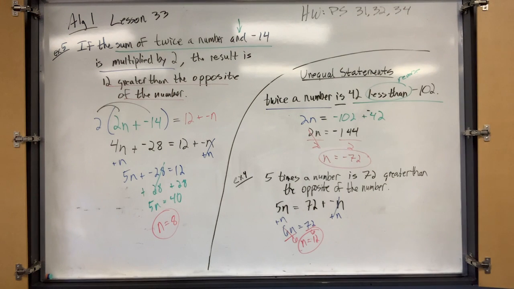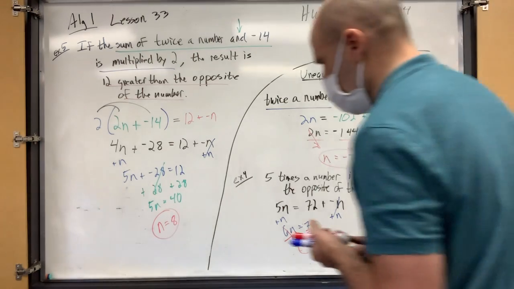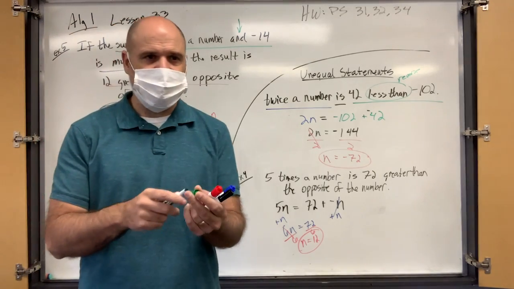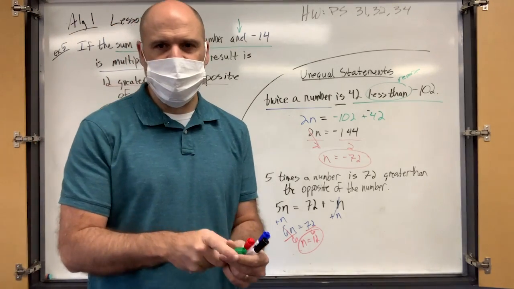Then just throw it in the sentence, make sure it works. Twice the number in negative 14, so 16 and negative 14 is 2. Is multiplied by 2. 2 times 2 is 4. The result is 12 greater than the opposite of the number. Opposite of 8 is negative 8. So 12 plus negative 8 is 4. It works. Okay. Does that feel all right? All right, well done.